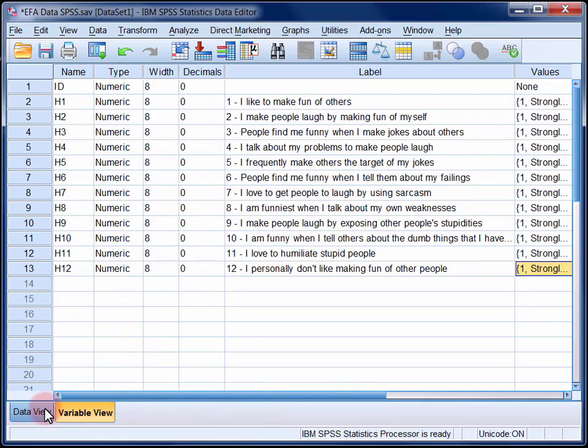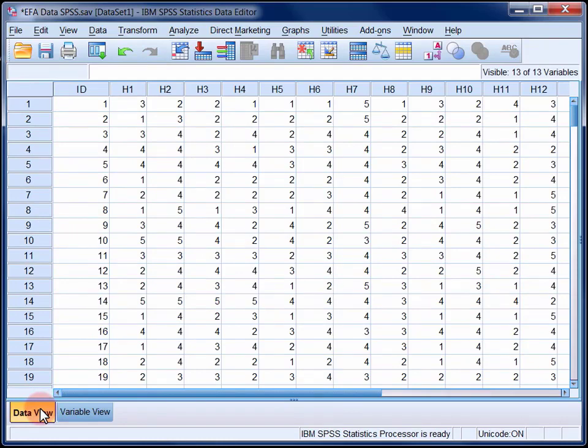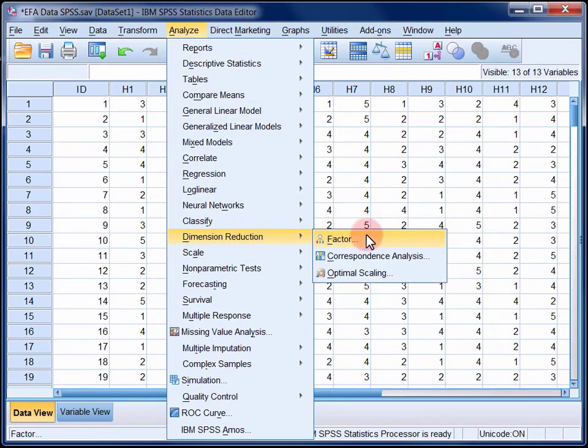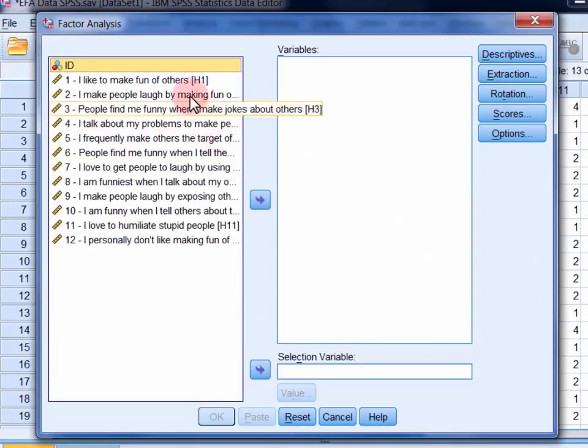So I'm just going to switch to the data view. And here you can see the responses that the first few participants gave to each item. And remember that higher numbers, up to a maximum of 5, indicate a higher level of agreement with a particular item. So in the Analyze menu, select Dimension Reduction and then Factor. Move all of the variables that you want to factor analyze into the variables list. And if you click on the first and then hold the Shift key and then click on the last, you can select them all at once.